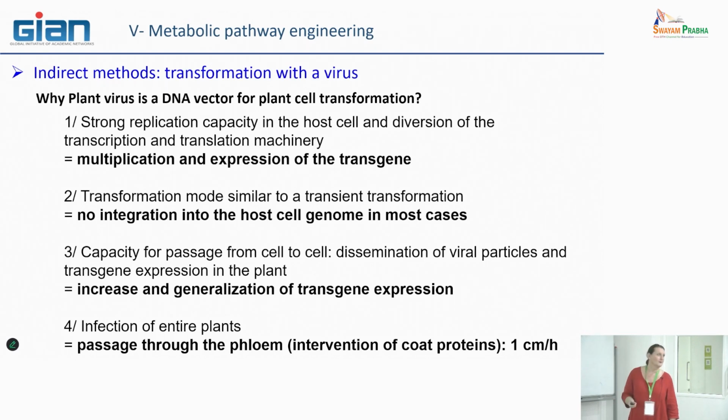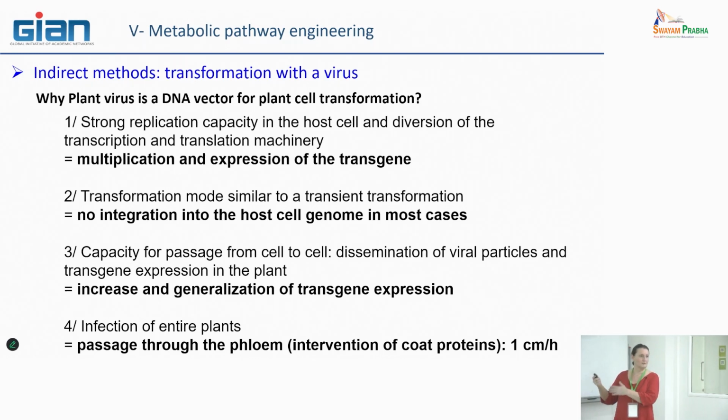Here are the 4 main advantages of using them. The first one is a very strong capacity of replication, so you can enhance the production of proteins that are encoded by the reading frame, in particular in the host cell. They can completely take advantage of this eukaryotic cell to produce a large quantity of proteins. So, multiplication and expression of the transgene.